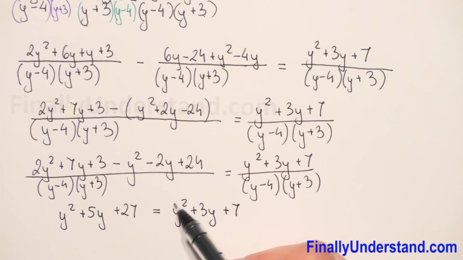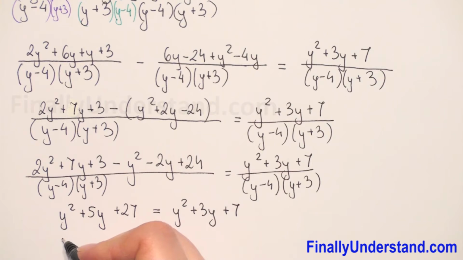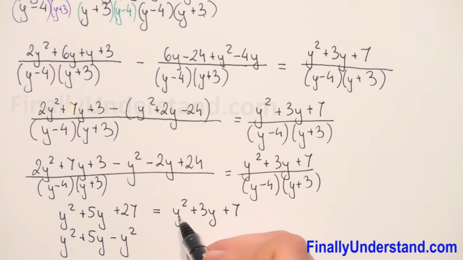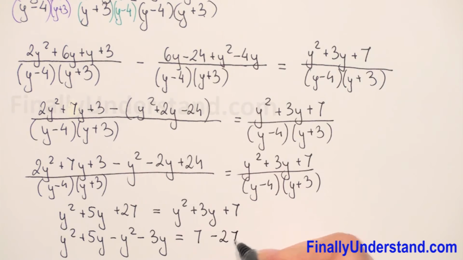I will now move the expressions with y to the left side, so we rewrite y squared plus 5y, and we have negative y squared. We have to change the sign. We have positive, so now it will be negative, and positive 3y will be negative 3y. So this is equal to 7, which we rewrite, and positive 27 now will be negative 27 when we move it to the other side.